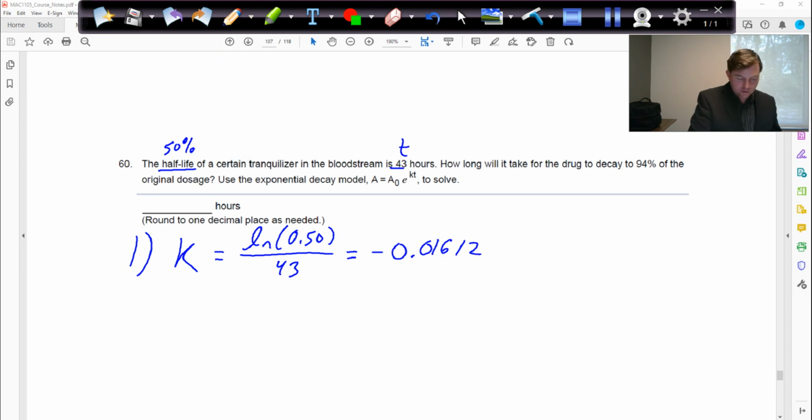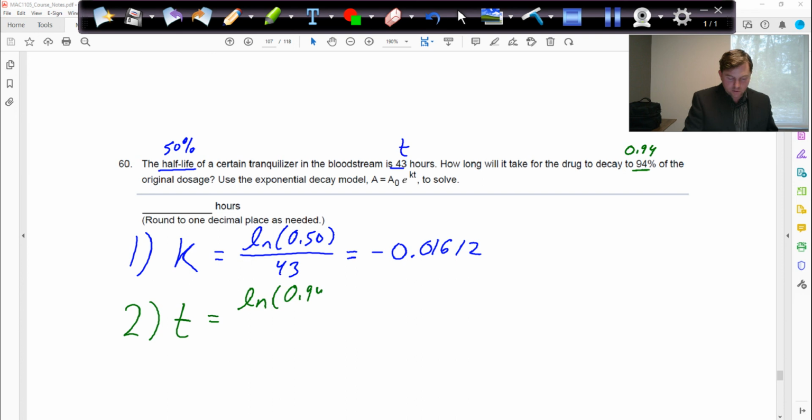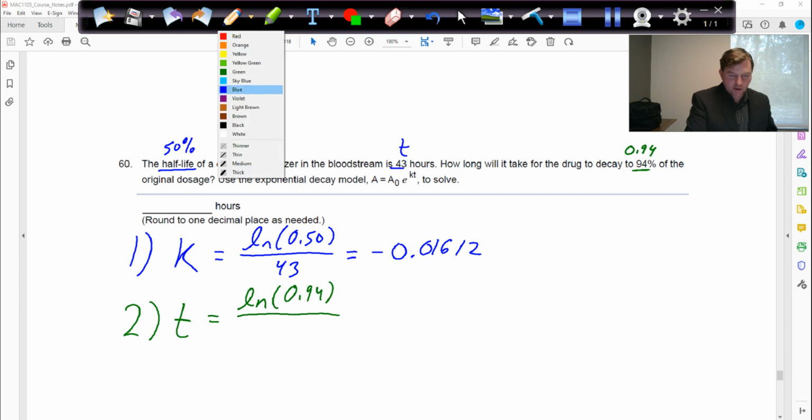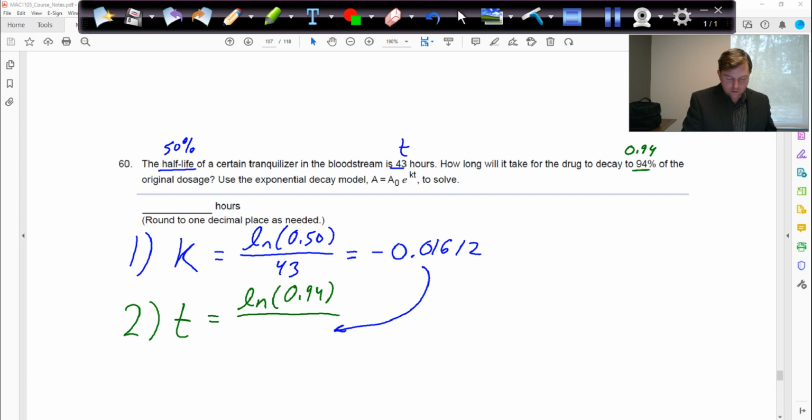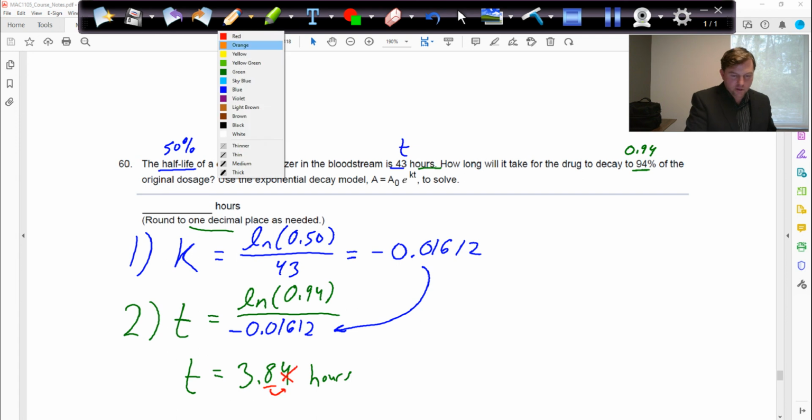Then step 2 says, now find time for the new amount left, 0.94. So it's going to be the natural log of 0.94 divided by this decay rate we just found. And the time for this then will be 3.84. Now, if they used hours, we're going to call this hours. And to one decimal, we will say that this is 3.8 hours.